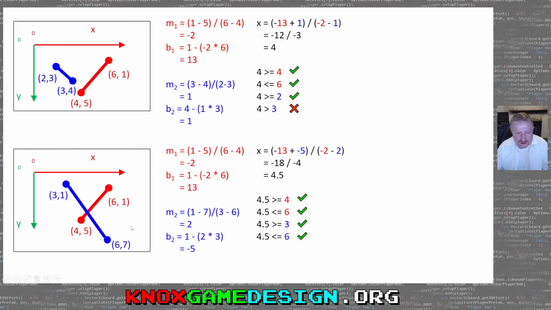So in the second example below, we're going to use the same first line, 4.5 to 6.1. Then for the second line, we're going to use 3.1 to 6.7. So the M and B for the first line are going to be the same. For the M and B of the second line, we do the math, and we get a slope of 2, and for B, we get minus 5.